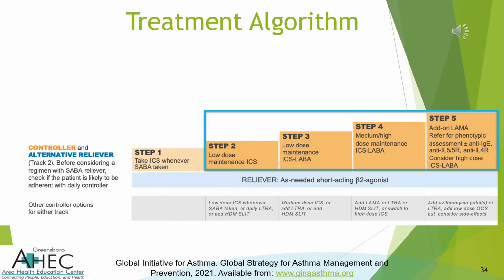So in track 2, when we look at step 2 and beyond, it is okay to use a short-acting beta agonist alone for reliever, as long as they're on a maintenance inhaled corticosteroid or an inhaled corticosteroid LABA inhaler. I want to point out that in step 5, you can move into triple therapy with an inhaled corticosteroid, long-acting beta agonist, and the long-acting muscarinic antagonist. So Etiology is a triple therapy inhaler, and the Etiology 100 microgram dose now has an FDA indication for asthma, whereas before it was only indicated in COPD patients.